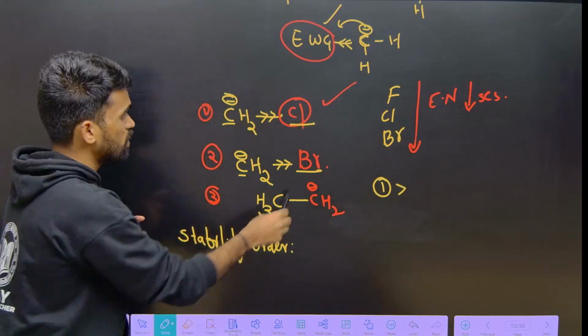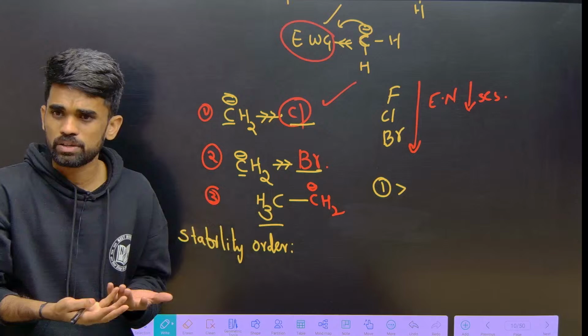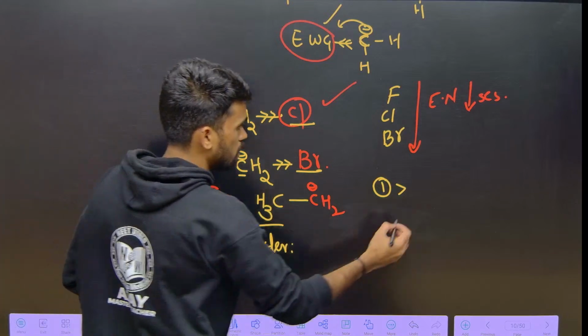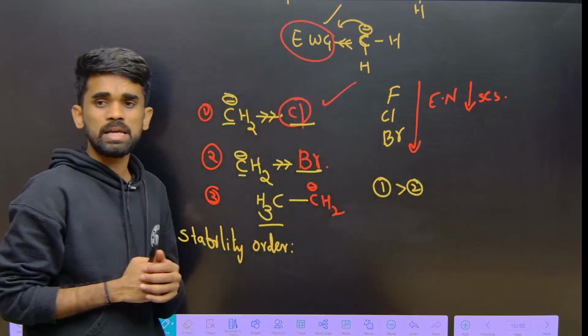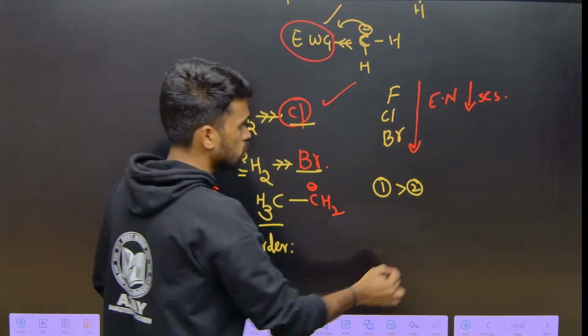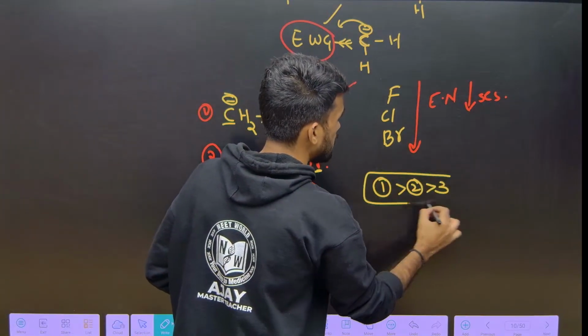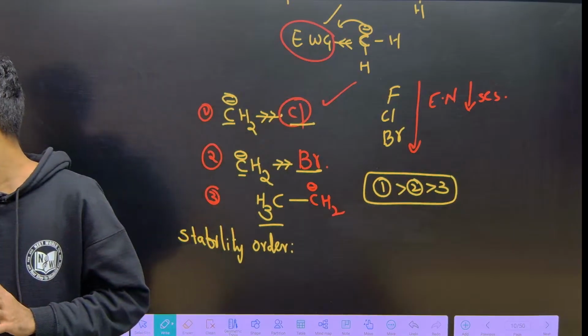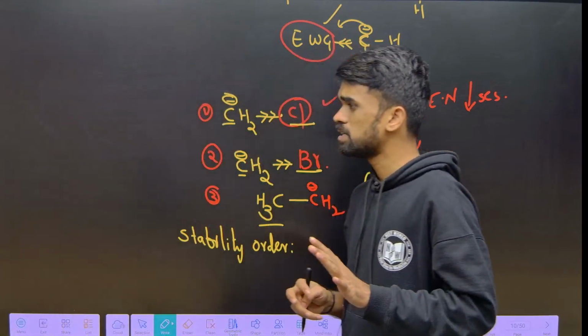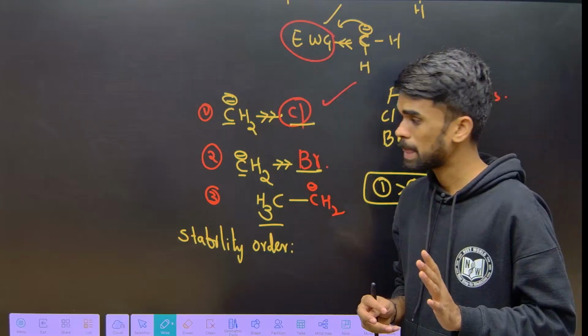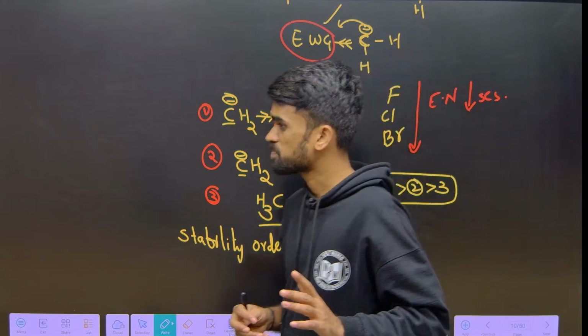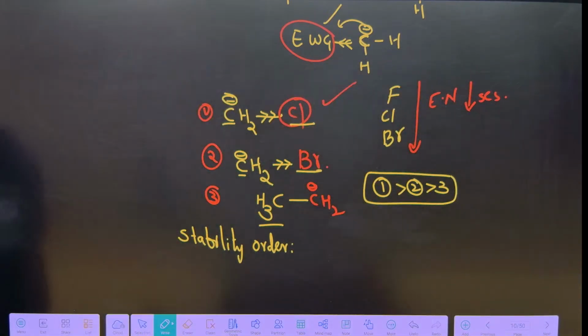Between bromine and carbon, which is electronegative? Again bromine only, a halogen. So 2, and the least stable is this one. So 3 is least stable. Is that clear or not? If it is clear, just tell me clear in the chat box. Yeah, so let us move forward with a few more examples.